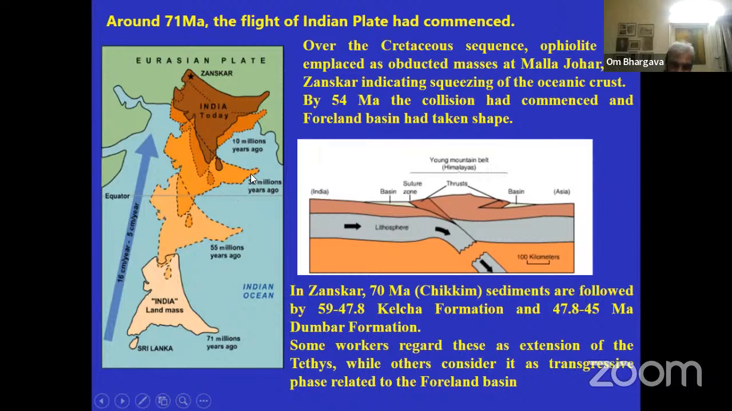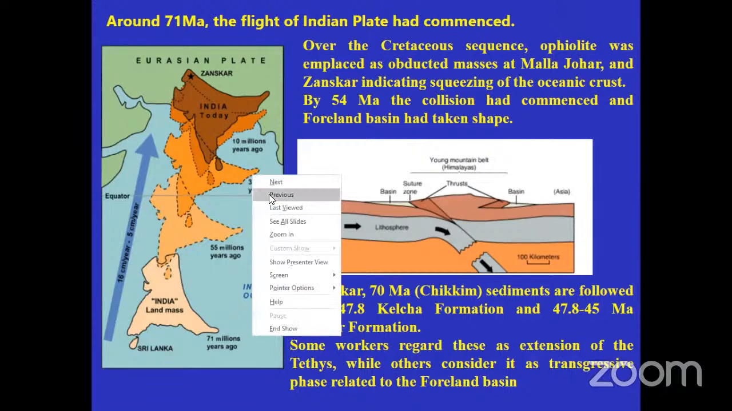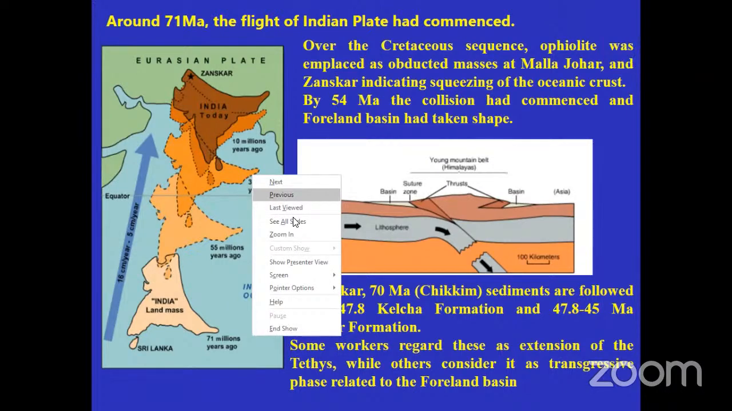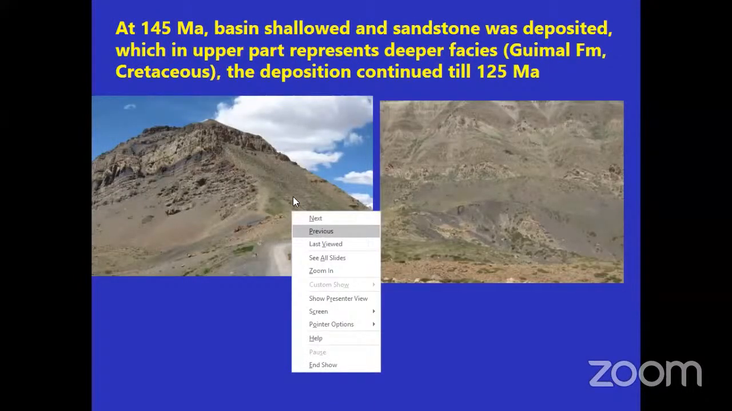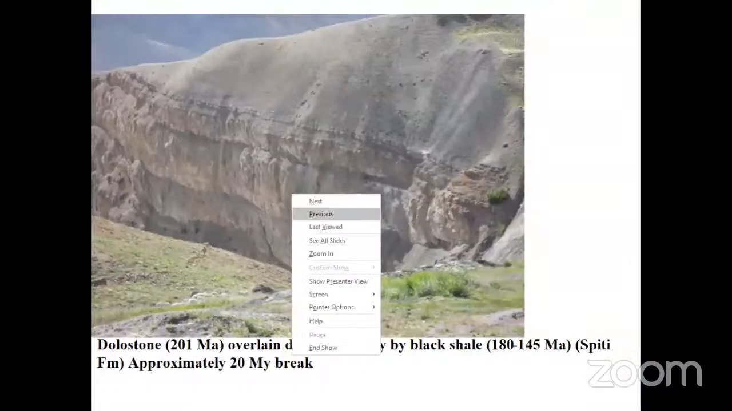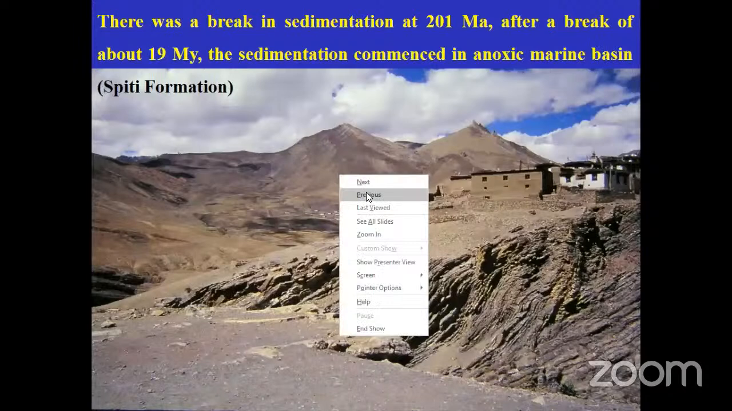This is one collision model for explaining the collision between India and China. But the other model is the two-collision theory, where the first collision happens very near to the equator, and then the sequence moves further north, and then the entire sequence moves. This is the most acceptable model.